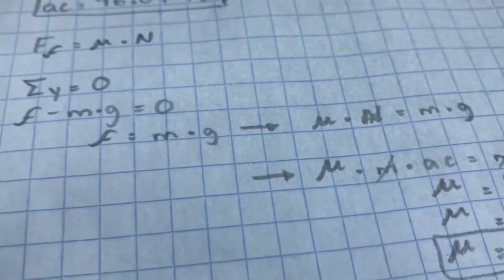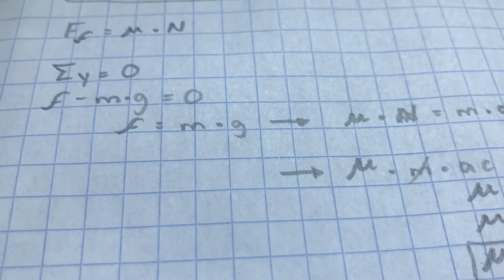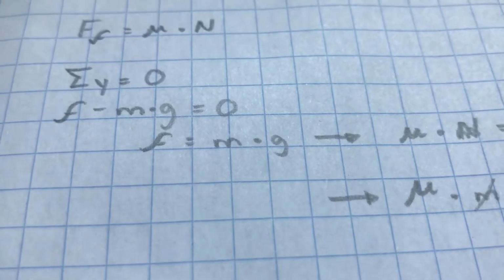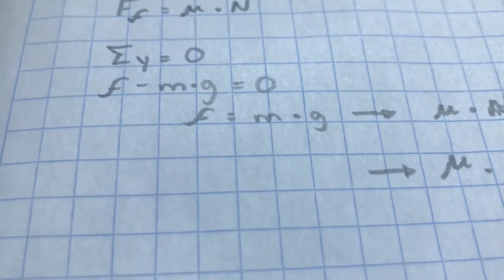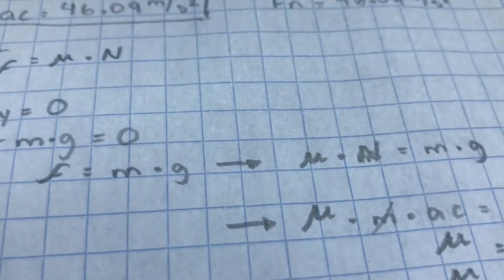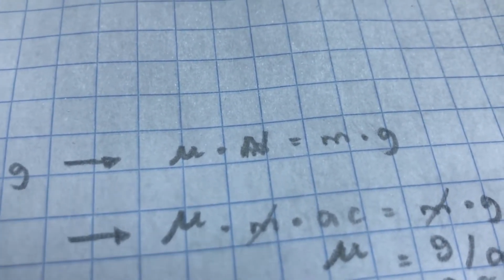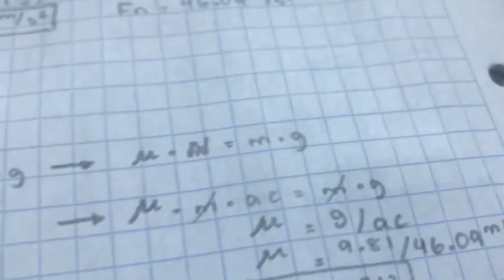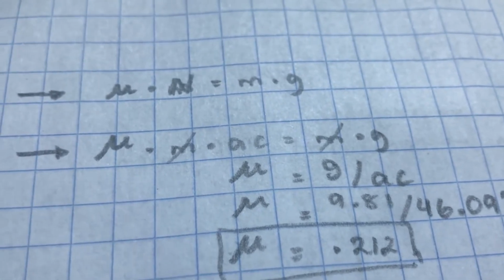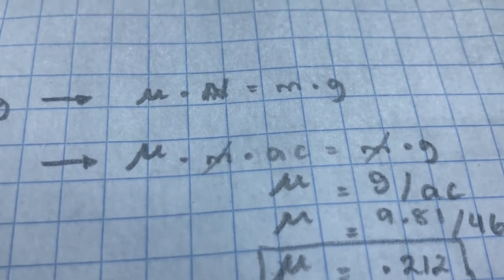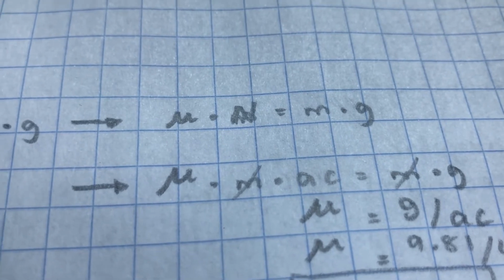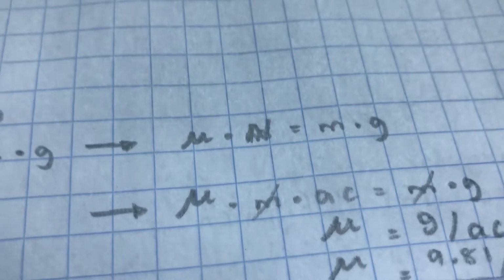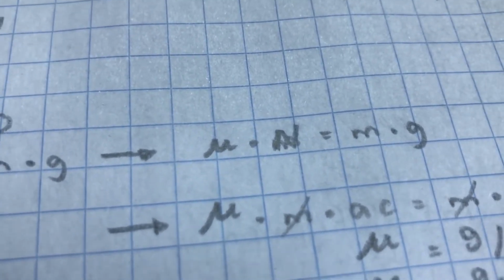Then we leave the friction alone, and that way we can transform the friction, that is the coefficient of friction times the normal force, equal to the weight. The normal force is the centripetal acceleration times the mass, okay? Because that's the normal force.